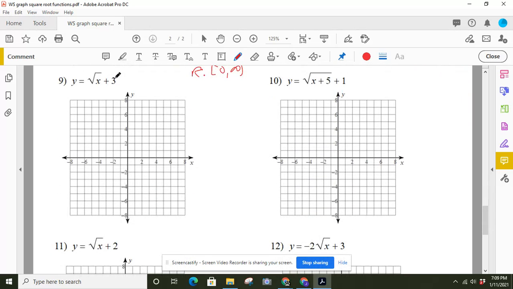All right, jumping down to number 9 now. Okay, root x plus 3. So this 3 is outside the radical, so it's a k. My critical point is going to be 0, 3. That's where I'm going to start. All right, using the pattern, a is 1, so up 1 over 1, up 1 over 3, up 1 over 5. And so there's my graph.